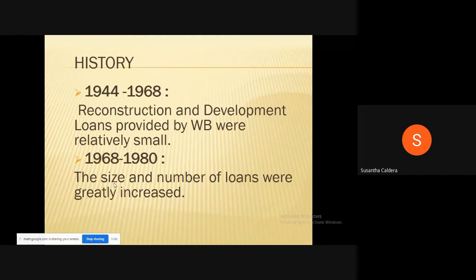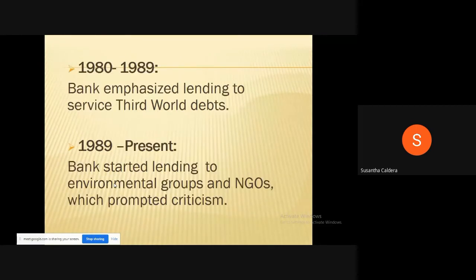When you talk about the history of the World Bank, from 1944 to 1968, the reconstruction and development loans provided by the World Bank were relatively small. Between 1968 and 1980, the size and the number of loans were greatly increased. Initially it was very low profile, then they increased it. From 1980 to 89, the bank emphasized lending to service third world debts. Right?